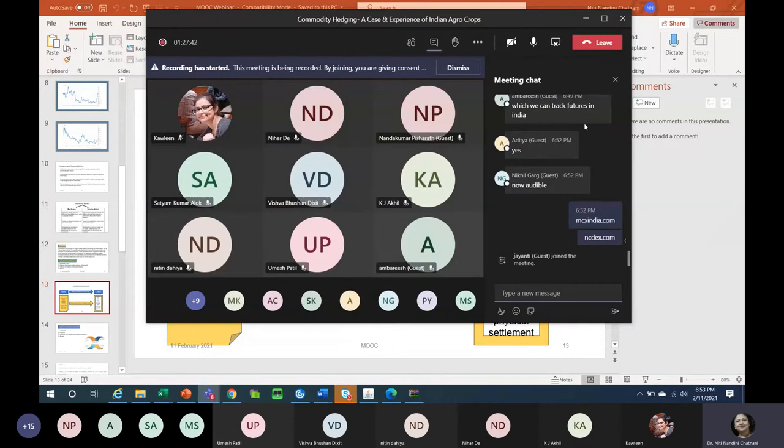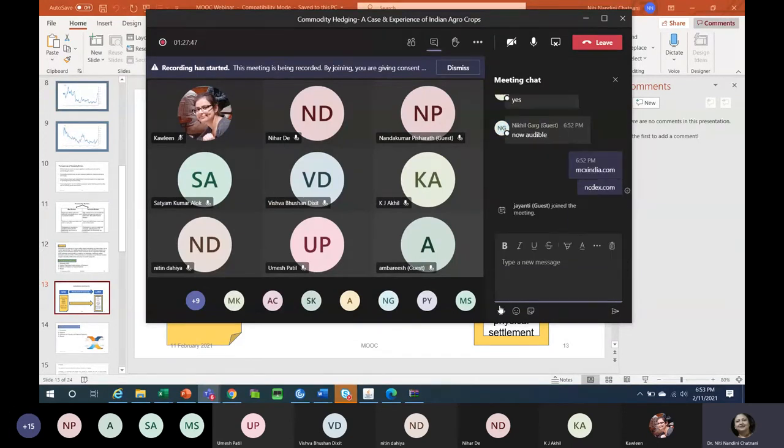Then you can track the futures in India through these websites. If you spend some time, you will become very comfortable with understanding this. My suggestion to you is if you're dealing in agri commodities, then you look at NCDEX. But if you're dealing in commodities other than agri commodities, then you go to mcxindia.com, right? Everything that you want to know is given on the website.